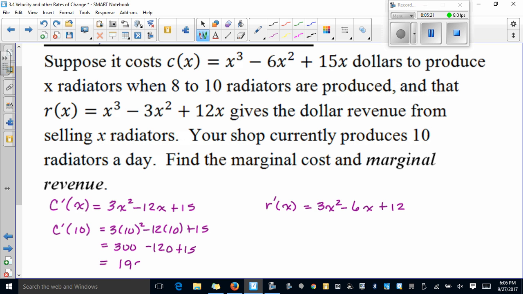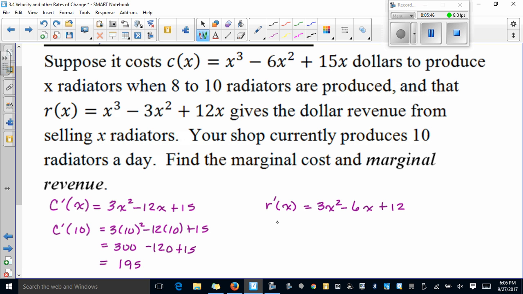So if we really wanted to identify it, if we're making 10 radiators a day, to make one more radiator a day, it's going to cost us $195. That's what these companies would look at. This is how much more it would cost. Now, let's look at the revenue. How much revenue would we get off of that? So how much more revenue will we get off of it?